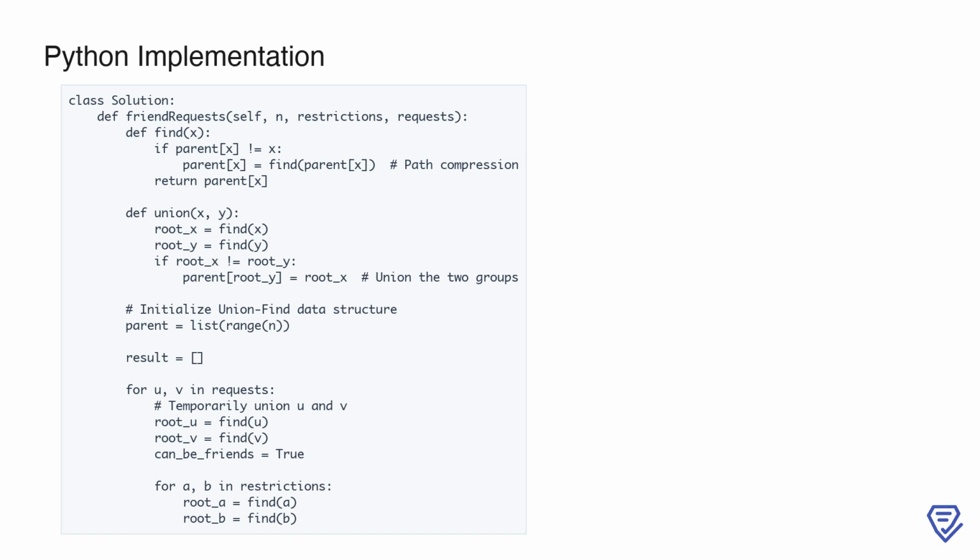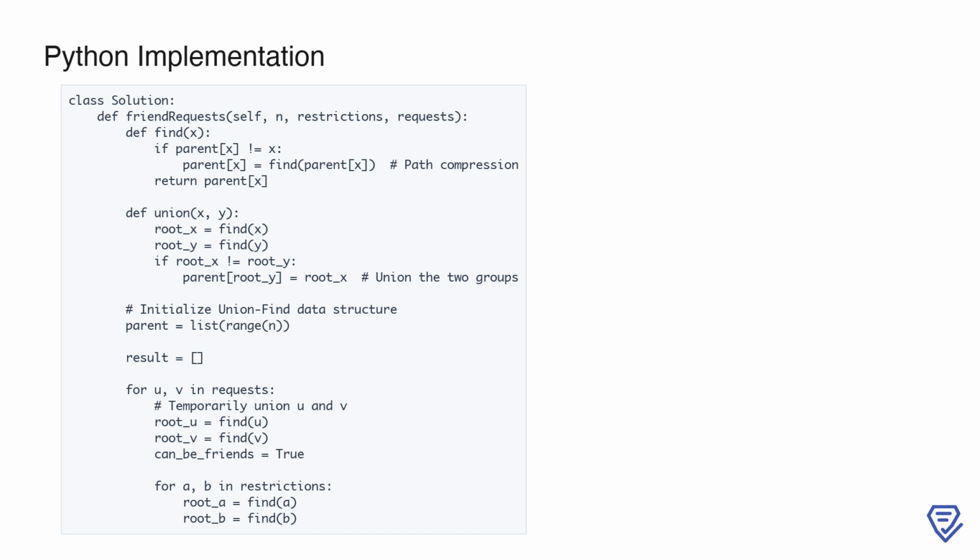The find function implements the path compression technique to efficiently find the root of a node in the union find structure. If the parent of a node is not itself, we recursively find its root and compress the path by updating the parent to point directly to the root. The union function merges two groups by connecting their roots. If the roots of the two nodes are different, we make one root the parent of the other, effectively merging the groups.